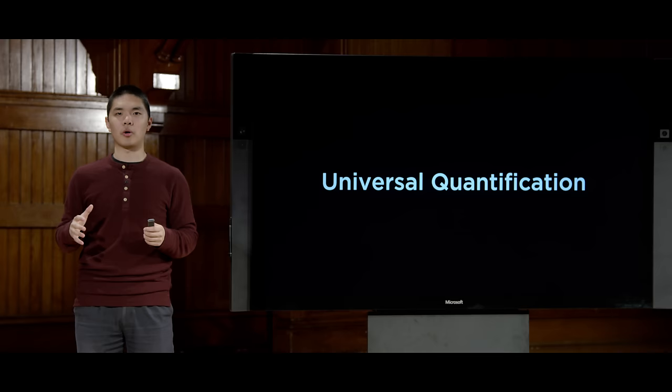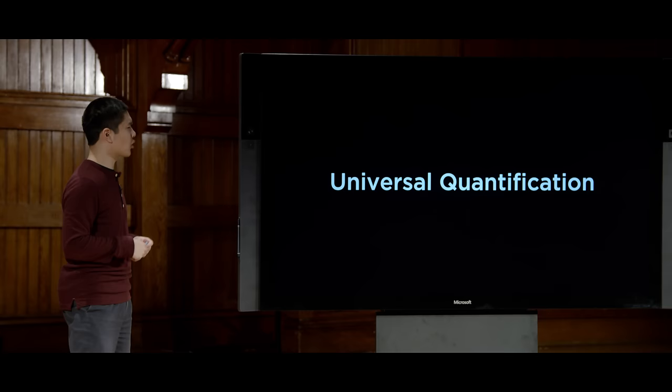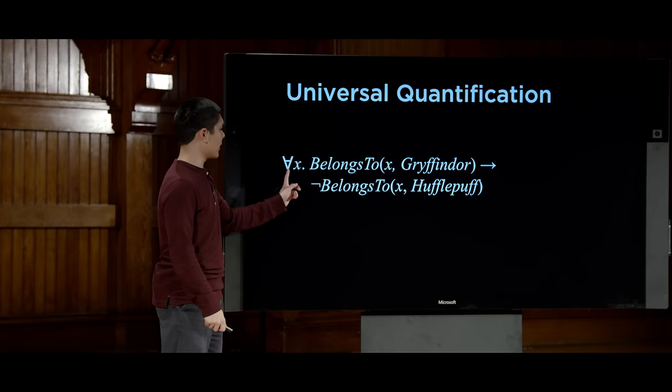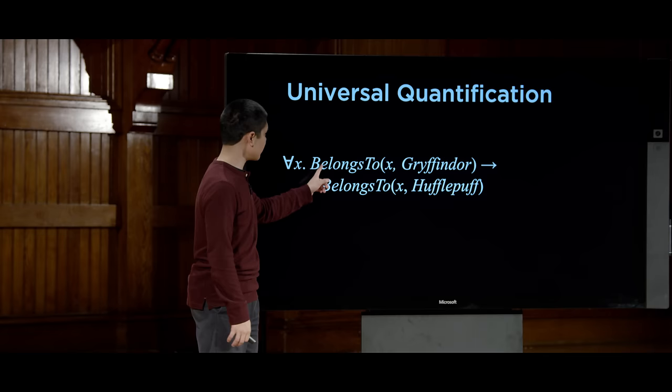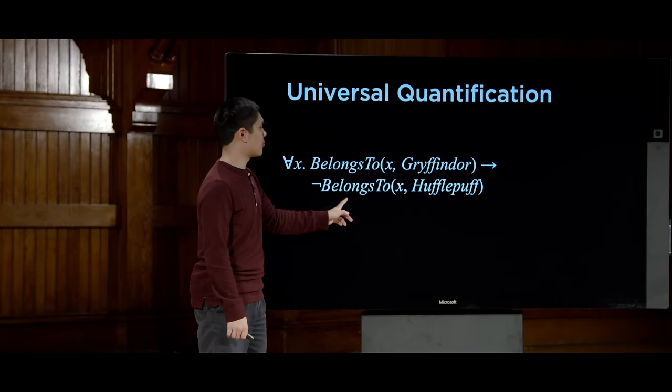Like for all values of x, some statement is going to hold true. So what might a sentence in universal quantification look like? Well, we're going to use this upside down A to mean for all. So upside down A x means for all values of x, where x is any object, this is going to hold true: belongs to x Gryffindor implies not belongs to x Hufflepuff.